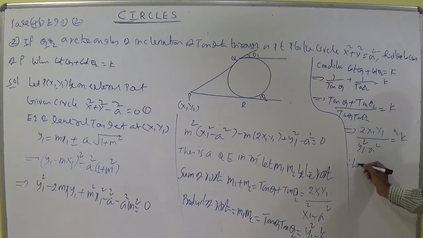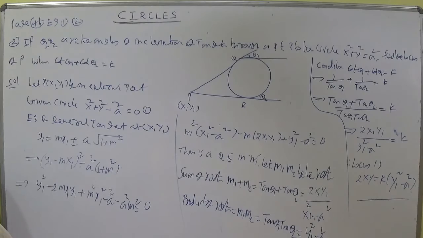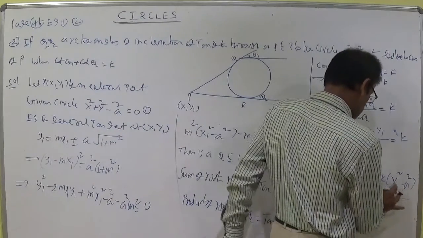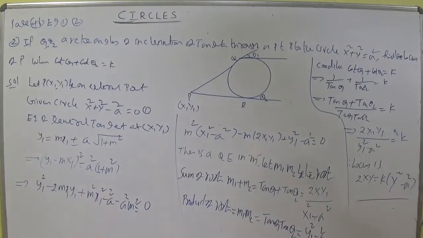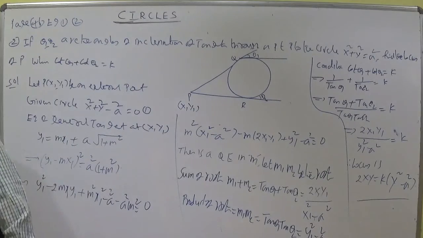Therefore, the locus you write. What is the locus he is asking? 2xy is equal to k into y1 square minus a square. The locus of this point is 2xy is equal to k into y1 square minus a square. No need to write y1 square because it is only y of this locus. k into y square minus a square is equal to 2xy. Using this one, we can understand a sum.